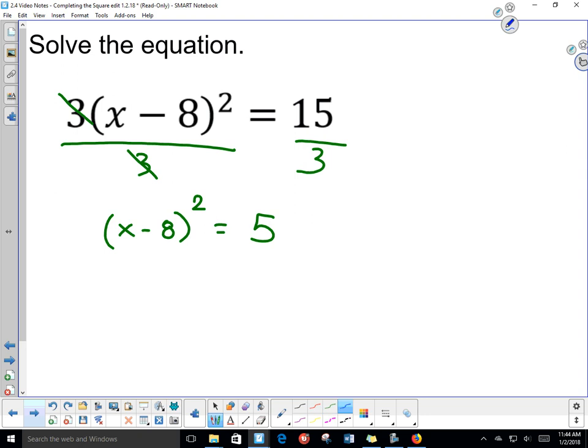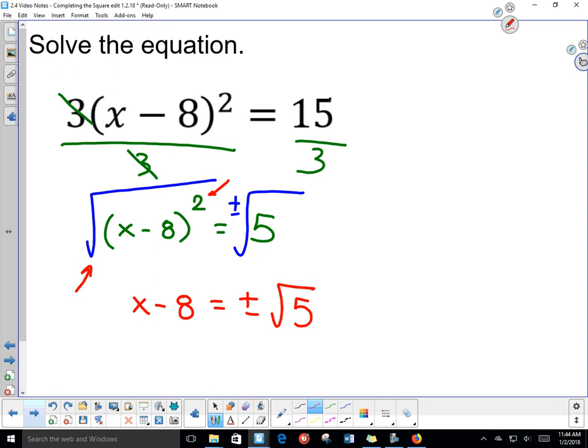Now that we have just a quantity being squared, we can take the square root of both sides, and when we do that, don't forget you need a plus or minus. The square rooting and the squaring are canceling each other out. So we just get x minus 8 equaling plus or minus square root of 5. We're still trying to solve for x, but we have an x minus 8 right now. So let's add 8 to both sides, and we're going to put that 8 in front of the plus or minus. So our solutions should be 8 plus or minus square root of 5.